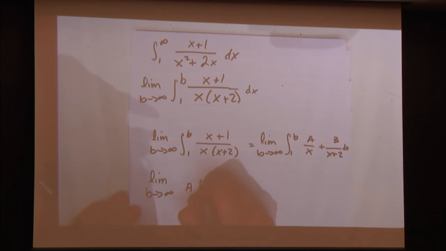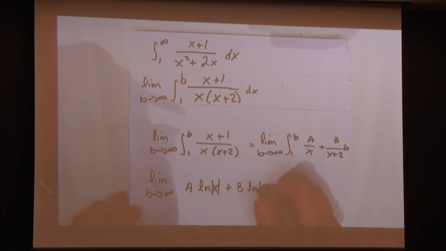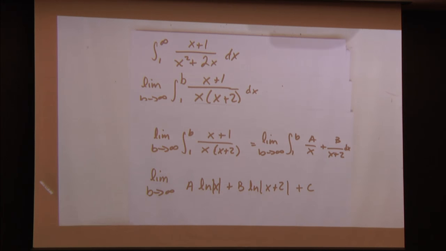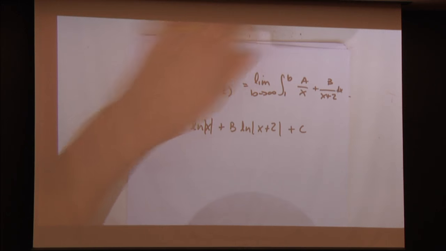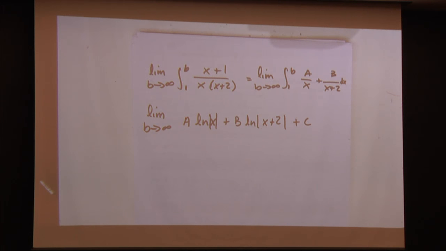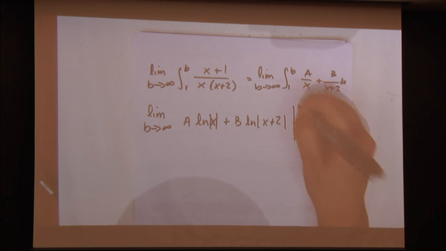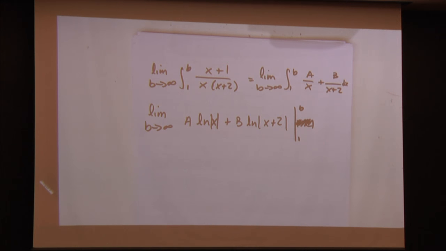We have a ln of x, absolute value, plus b ln of x plus 2, plus c. Okay, that's your integration part done. We still need to plug in bounds, so plus c goes away, 1 to b. Okay, so that's that done. Now I need to find out what a and b are equal to.